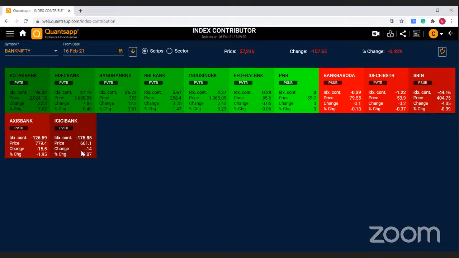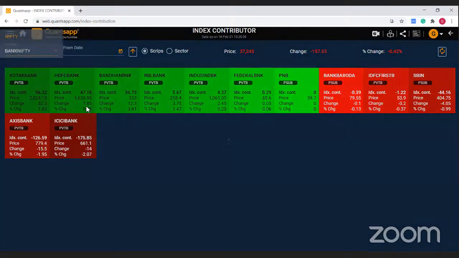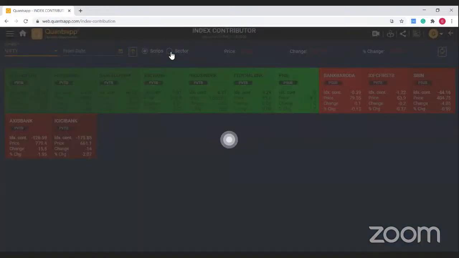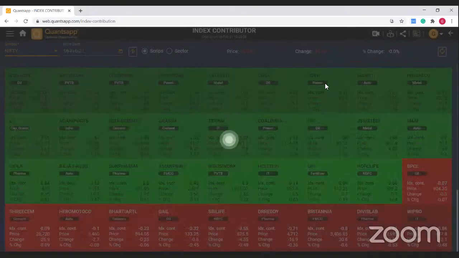So if ICICI Bank, Axis Bank, you can see there's almost a 2% decline in Axis Bank, and it is contributing nearly 125 points in the Bank Nifty. Same way you can see how much a stock is contributing to the Nifty and the Bank Nifty. Now, if you go back to the Nifty, we can see these sectors' contributions as well.